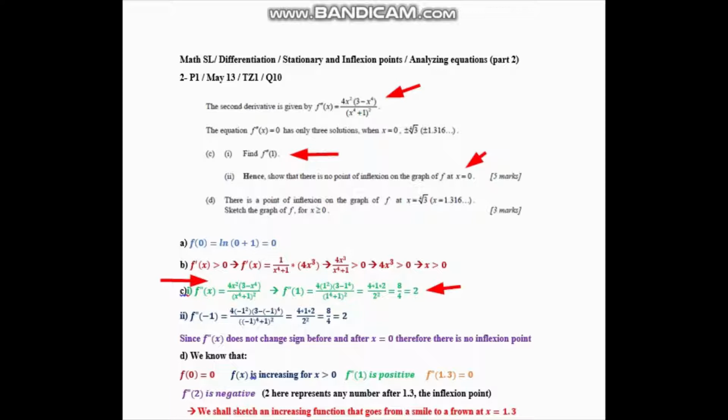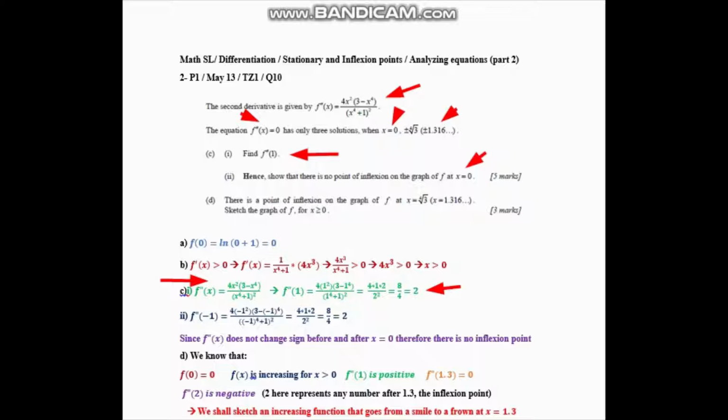Inflection should immediately remind me that f double dash has to equal 0 at the point and has to change sign before and after the point. So we are told that f double dash of x is 0 at 3 solutions, which are 0 and positive and negative 1.3. Now this tells us that f double dash of x equals 0 when x equals 0. So the first requirement is satisfied.